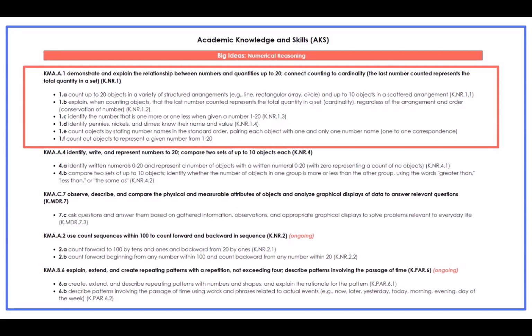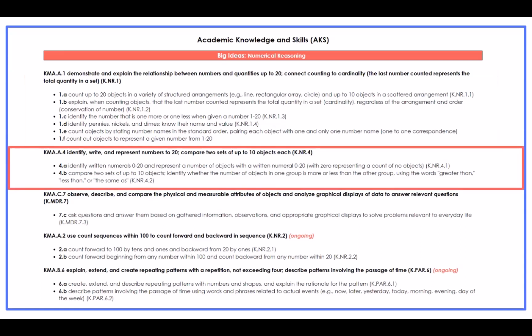By the end of the unit, students will work with IOA 1.C, where they will identify the number that is one more or one less when given a number 1 to 20. With this indicator, students understand that each successive number name refers to a quantity that is one more, and the previous number name is one less. Included in this indicator is an understanding that the new quantity is embedded in the previous quantity. This knowledge will be helpful later in the year when breaking numbers apart.